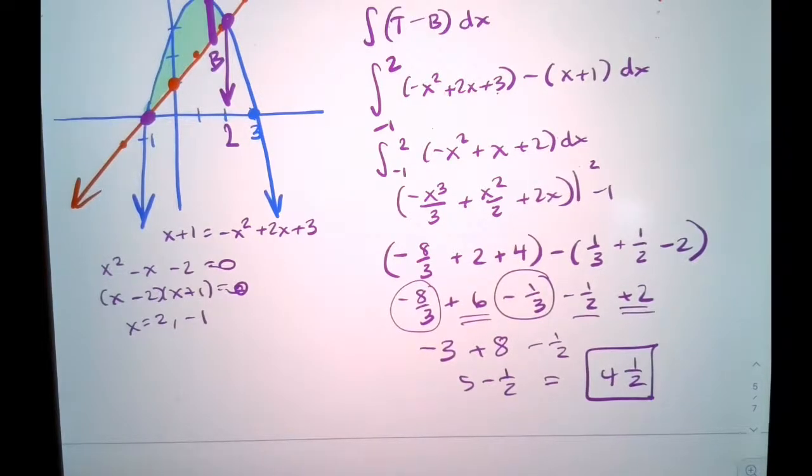Okay, however you want to write that. 4.5. You want to write 9/2. You want to write 4.5. All of those things look great. Okay, so there's my area. This is the top minus bottom.